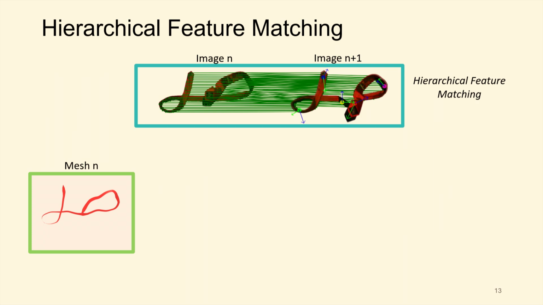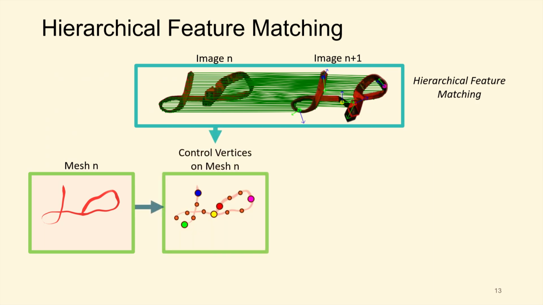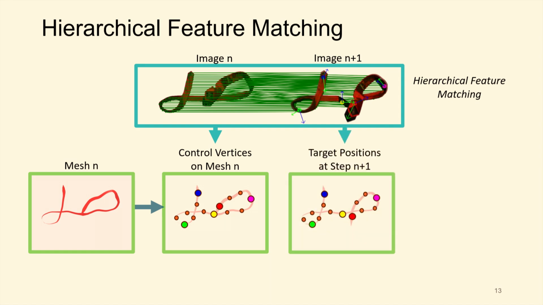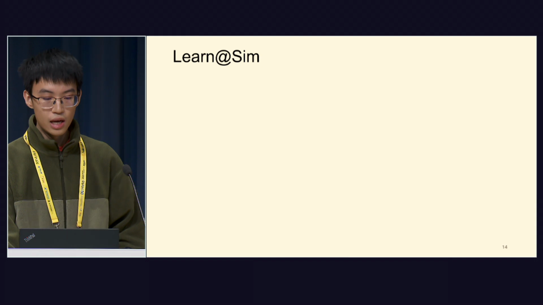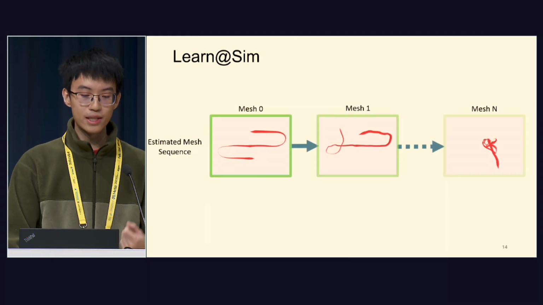Given the previous estimation result mesh n, we can first find control vertices on this mesh by finding the nearest vertices to the feature points on image n. And the 5 keypoints on the mesh will also serve as control vertices. The corresponding feature points and keypoints at the next step will serve as the target position. We load them into the simulator and then manipulate the tie to the target position to get estimation results. Then we get a sequence of meshes.